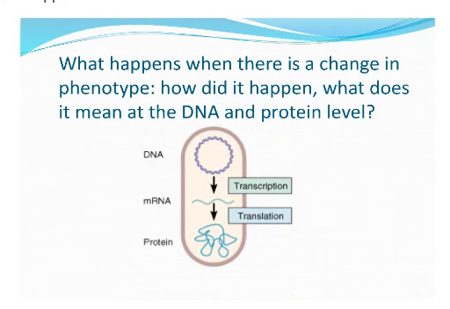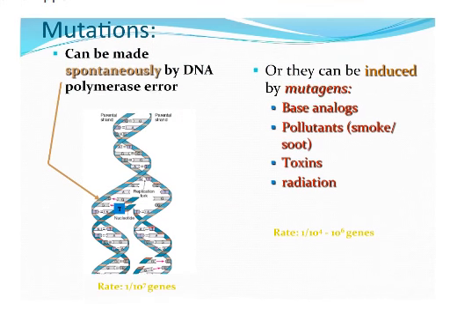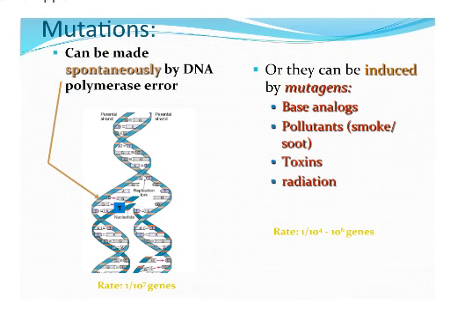So further for regulation, the next question would be, what happens when there's a change in phenotype? How did it happen? What does it mean at the DNA and the protein level? So we are going to take a look at mutations. Mutations occur specifically in DNA. There are no conversations about mutations in RNA. This is specifically referring to DNA. There are 2 different types of mutations.